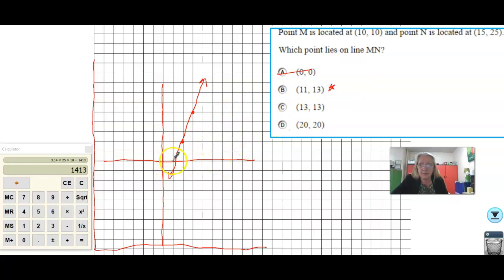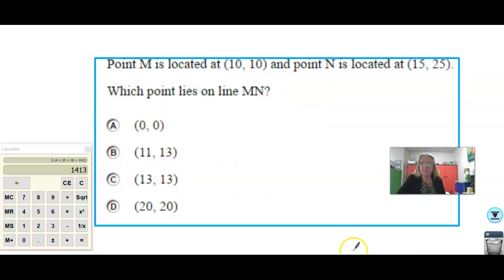(13, 13) would be 5, 10, 13, and 5, 10, 13. I'm thinking no on that one. And (20, 20) would be 5, 10, 15, 20, and 5, 10, 15, 20. This is definitely a no. So I'm going to go with B. All right. You probably would have drawn a better graph. Mine not so much. But that's the only way I can think of to do that one. Okay.